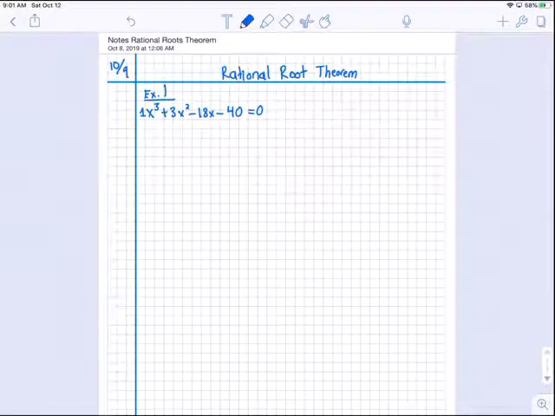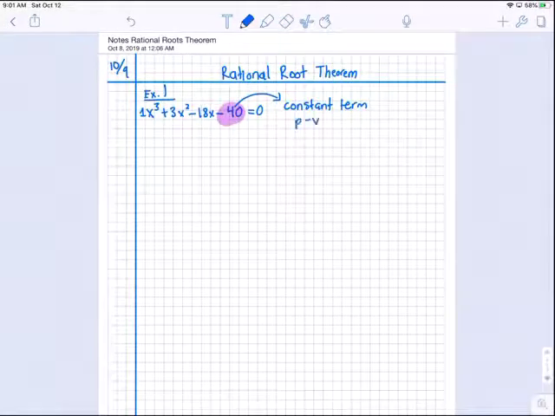This lesson is the rational root theorem, and this will help us find roots to any degree polynomial. So first we're going to start off with this value, and we have a constant term, and here is where we denote it as the p-value. So we need to know that p-value, and we also need to know this, which is the leading coefficient, and this is the q-value.